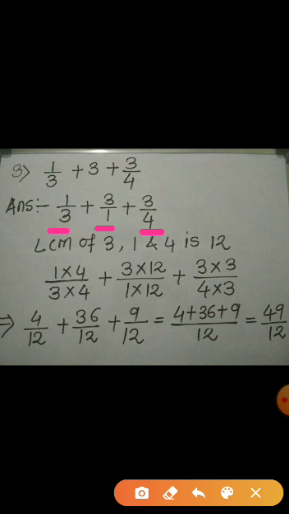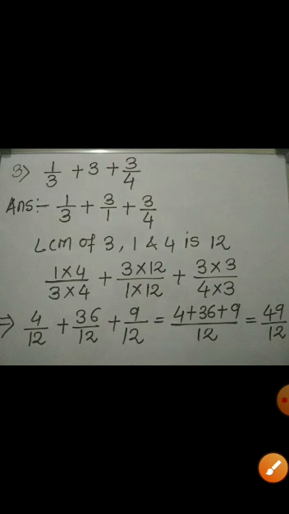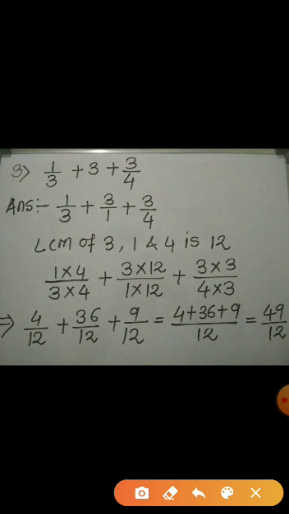Now all the three fractions have different denominators, right? So to add them, first of all we have to convert them into like fractions. And to convert them into like fractions, first we find out the LCM of the denominators. Now what will be the LCM of the denominators? Yes, the LCM of the denominators is 12. 3 4s are 12. Since the LCM is 12, we have to make the denominators of every fraction 12, right?